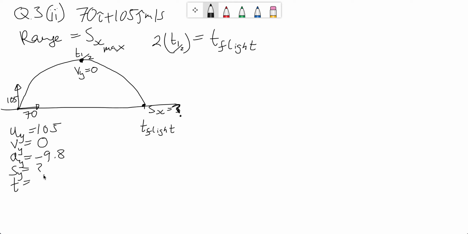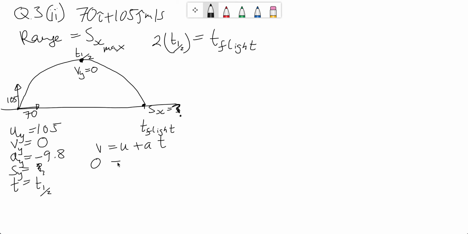Could actually work out the distance. Oh no, that would be the distance in the y. That would just give you the height. I don't need that. No point in finding that. But I do want to find this out because this is actually the time to go halfway, or the time to get to maximum height. So with u, v, a, and t, I would use v equals u plus at to solve that.